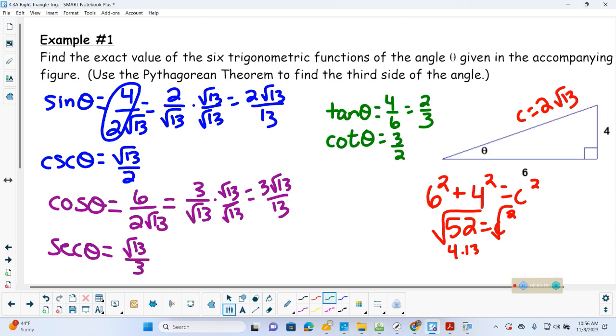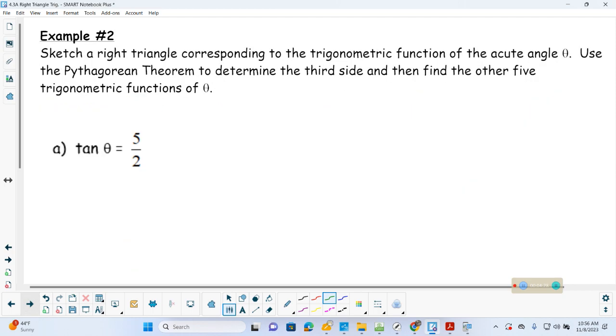No, all we're adding to this is we're kind of getting away from always being on the 30, 60, 45, 45, 90 and having to do some Pythagorean theorem. Okay, sketch a right triangle corresponding to the trig function. Use Pythagorean theorem to get the third side, and then find the other 5 functions, because they gave you 1. I mean, you could list cotan right now. It'd be pretty easy, and I'm going to do it in a minute.